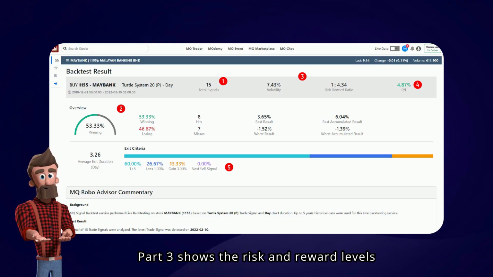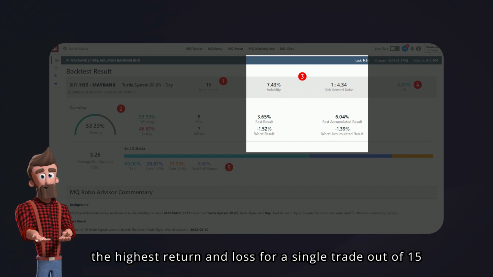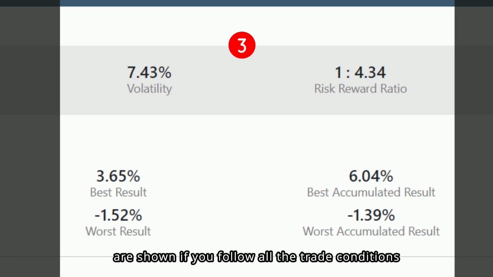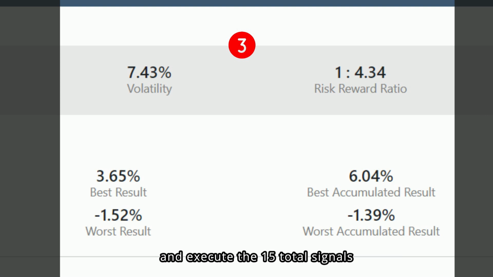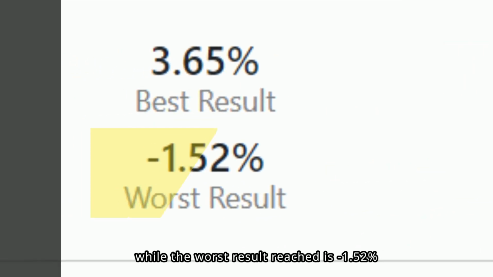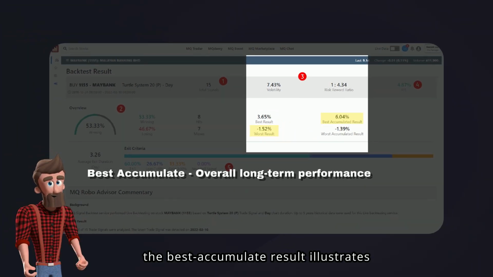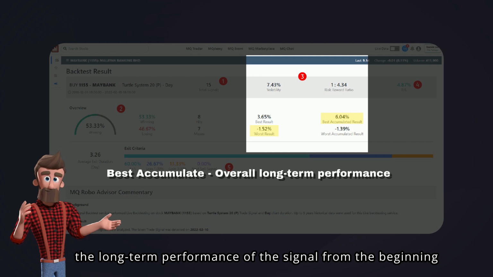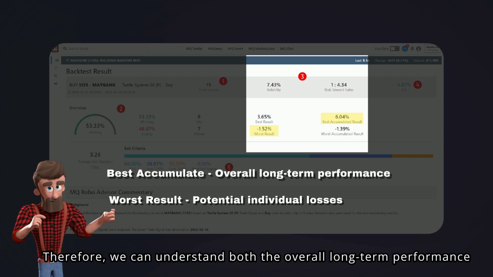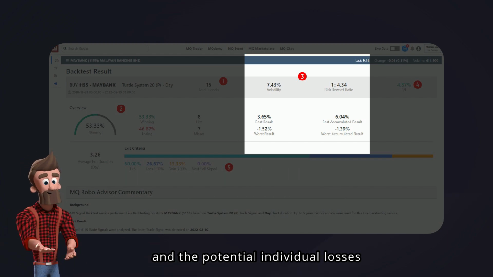Part 3 shows the risk and reward levels. The best and worst results represent the highest return and loss for a single trade out of 15. Additionally, the best and worst accumulated results are shown if you follow all the trade conditions and execute the 15 total signals. The best accumulated result achieved is 6.04%, while the worst result reached is -1.52%. The best accumulated result illustrates the long-term performance of the signal from the beginning, while the worst result indicates the potential maximum risk on a single trade. Therefore, we can understand both the overall long-term performance and the potential individual losses.